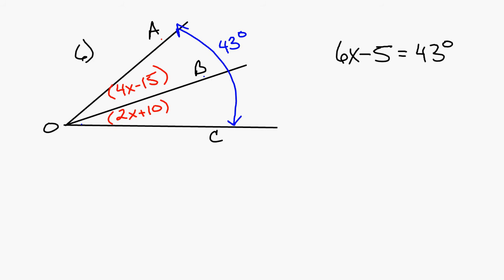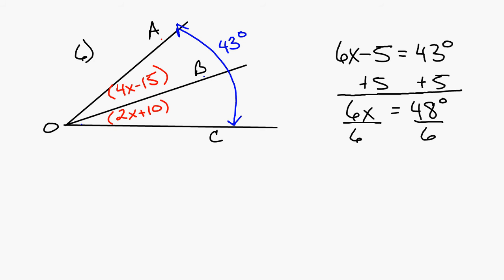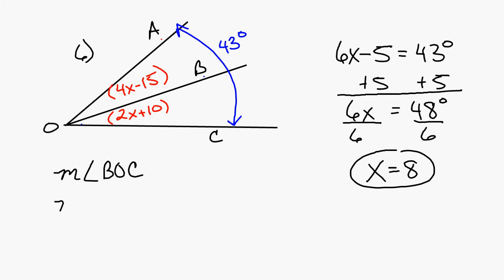So now you can add 5 to each side. So 6x equals 48. Divide both sides by 6. And your x is equal to 8. Now, that's not what they asked for, though. They asked for the measure of angle BOC and the measure of angle AOB.